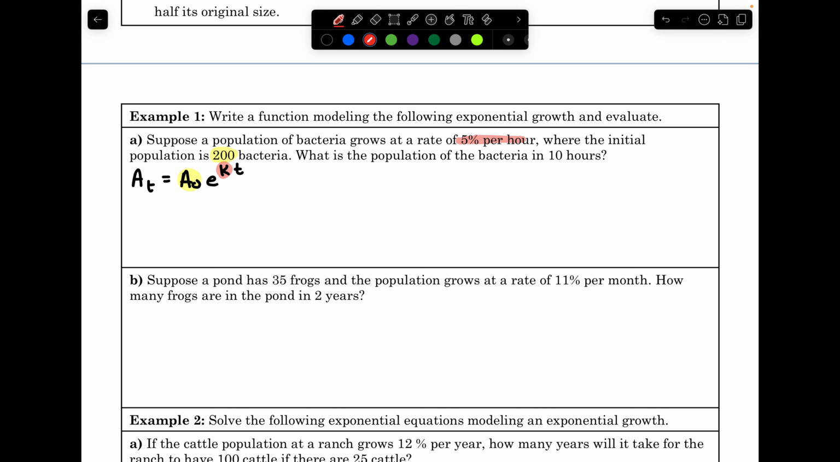So the formula for A sub t, or A of t, is 200 e to the positive 0.05 times t. And now that we have this formula, this model here, we can use it to come up with the population of this bacteria in 10 hours. That simply means we want to evaluate A at t equals 10.